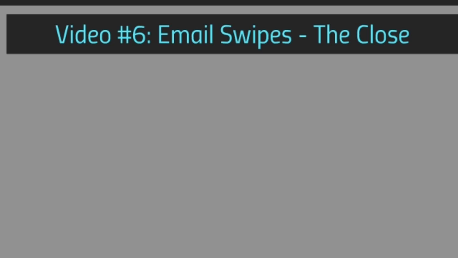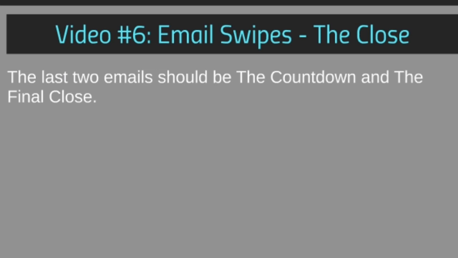So now that you're done with the benefit emails, let's move on to the remaining last email swipes, which is the close. Now, the close can consist of about 2 emails, and it should be the countdown and the final close. If you really want to, you can add 3 emails if you would like to. Really, the countdown and the close are going to be very, very similar, but the countdown is going to let them know, let's say, for example, that you have an offer or webinar replay that is going for 72 hours.